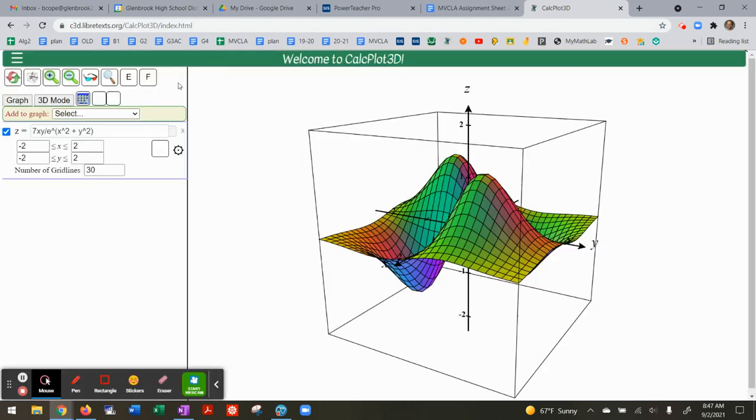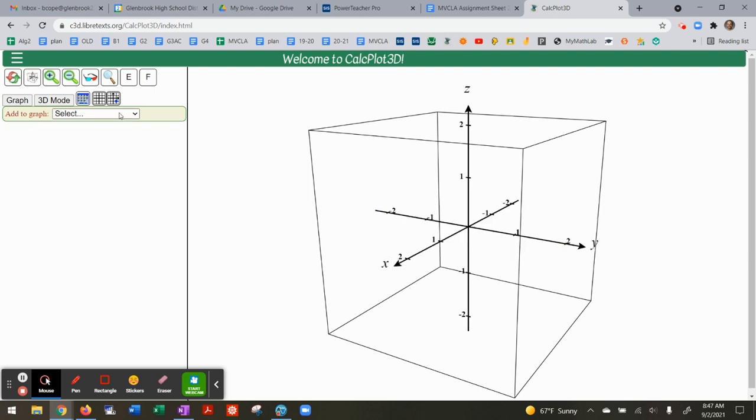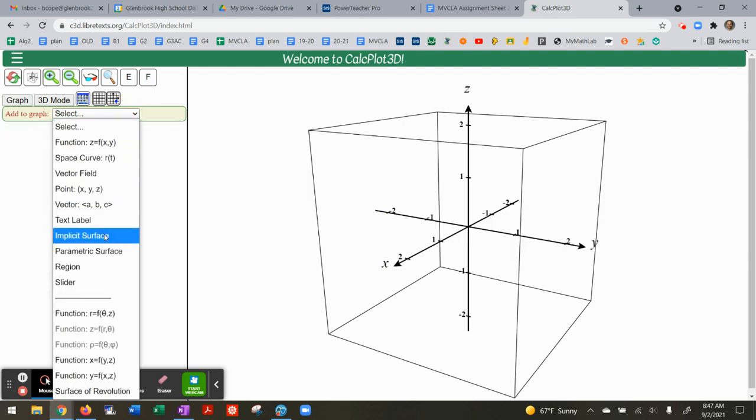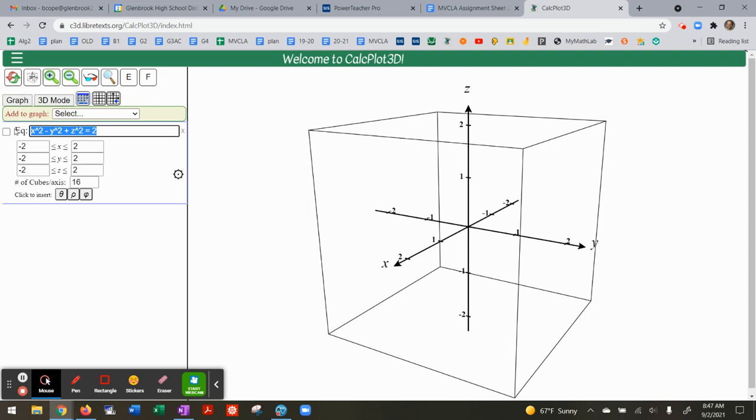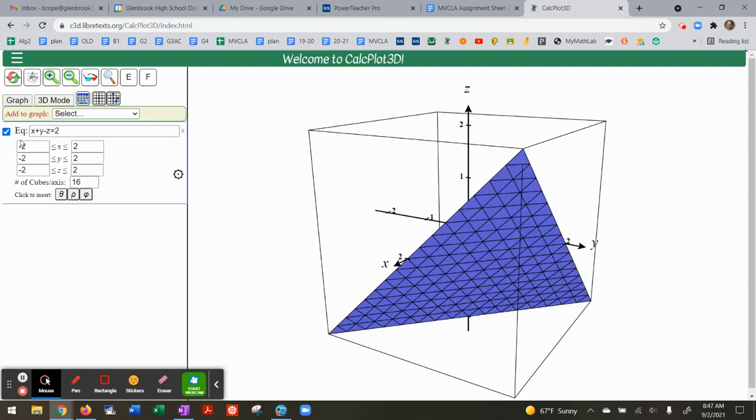All right. So here is CalcPlot 3D. And I'm going to plot the 2 original planes using implicit surface. So I'm going to go x plus y minus z equals 2. There's that plane. And then I'm going to do the second plane as 2x minus y plus 3z equals 1.